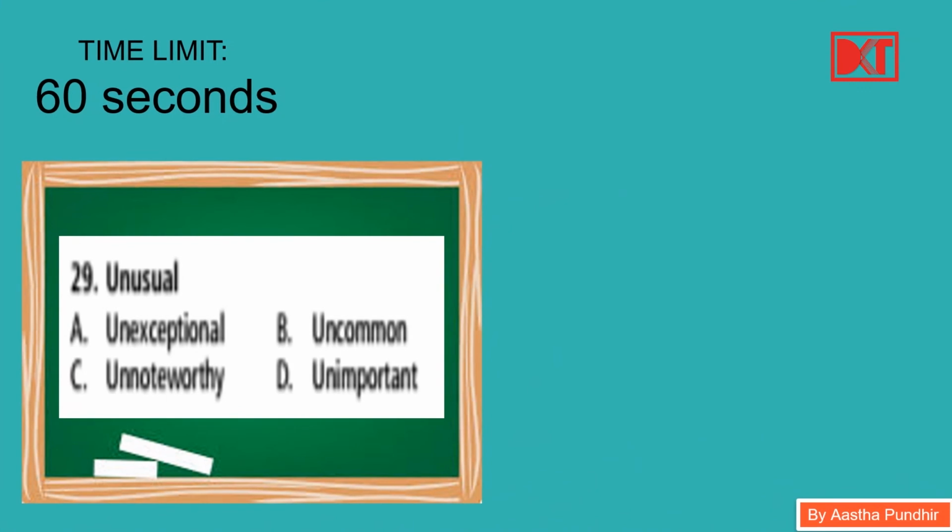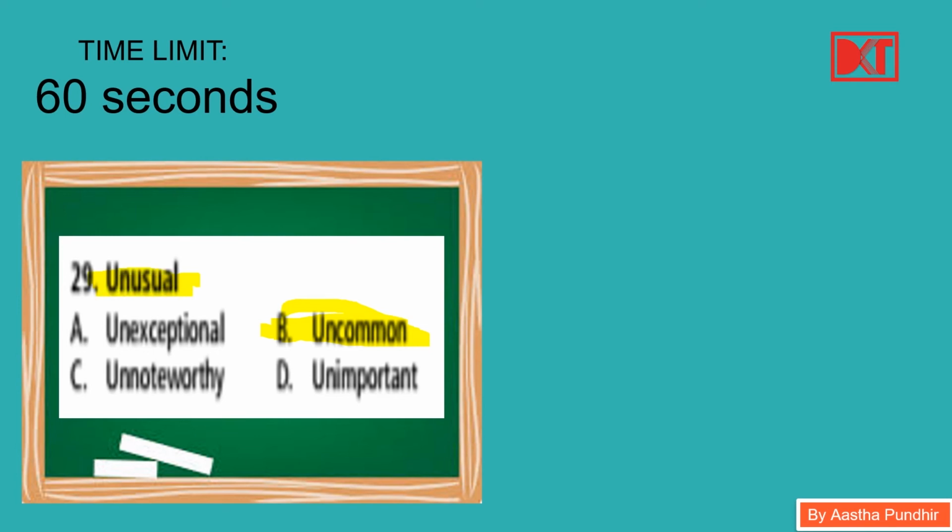Okay, so here the word is unusual. The options are A. Unexceptional, B. Uncommon, C. Unnoteworthy, D. Unimportant. So here the synonym of unusual is B, uncommon, which means something that is not common, doesn't happen usually. All right.